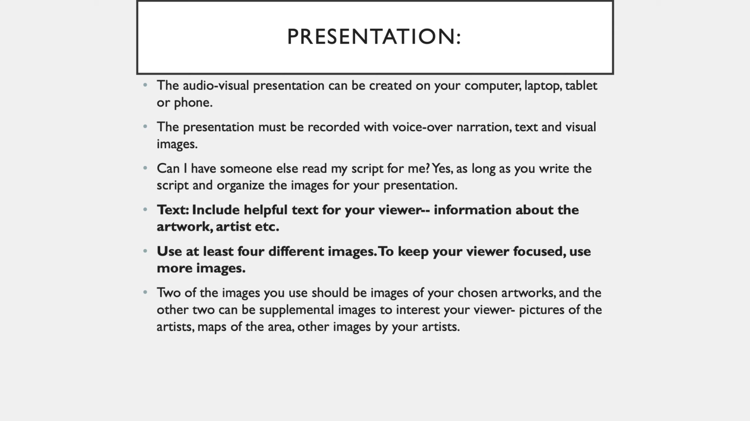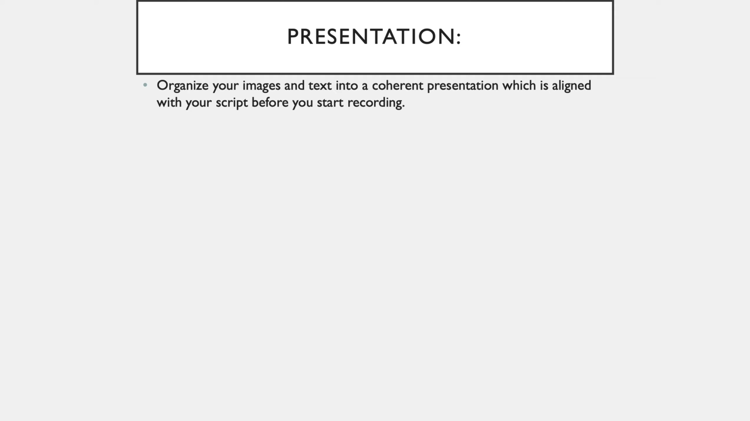Two of the images you use should be images of your chosen artworks, and the other 2 can be supplemental images to interest your viewer: pictures of the artist, maps of the area, other images by your artist, anything that relates. Organize your images and text into a coherent presentation which is aligned with your script before you start recording.